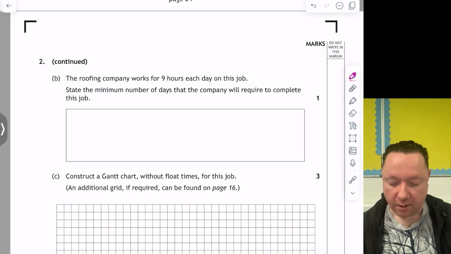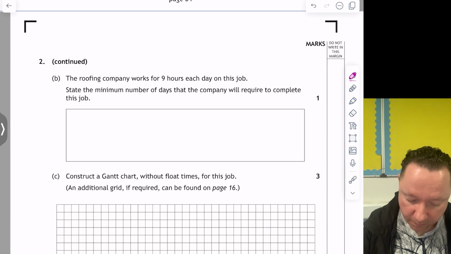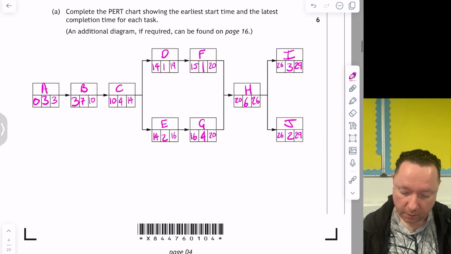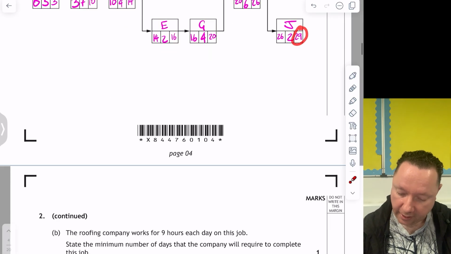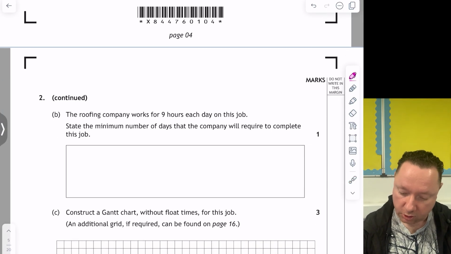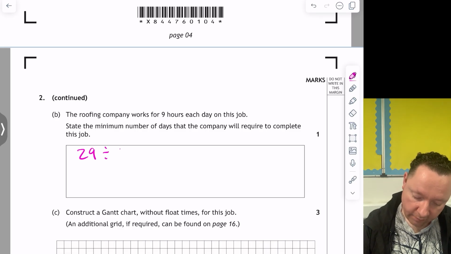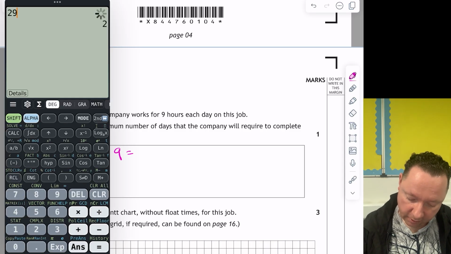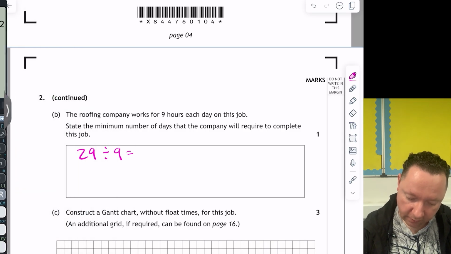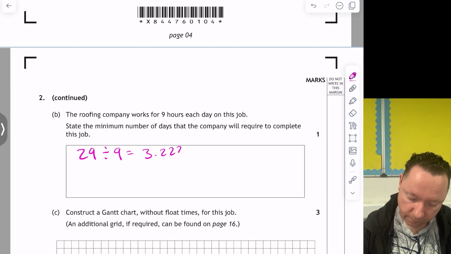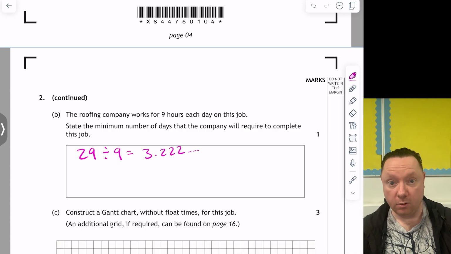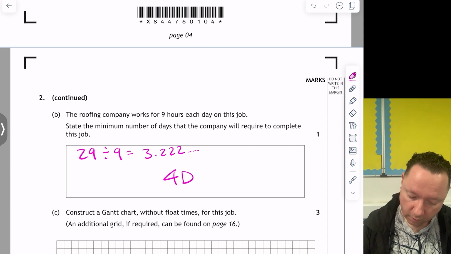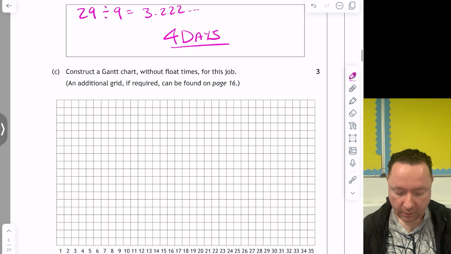The roofing company works 9 hours each day on this job. State the minimum number of days to complete the job. Well, how do I know how long it took them? The last number, 29 hours. So it took them 29 hours divided by 9. You can use a calculator to see how many that goes in, but you'll see that it's 3.222. You can't have part of a day. You do day 1, day 2, day 3. We'll complete it on day 4. So 4 days. And we're done there.